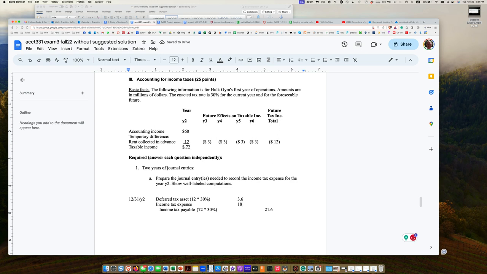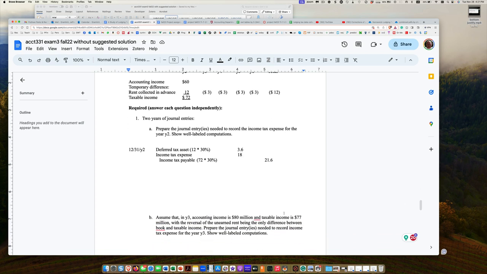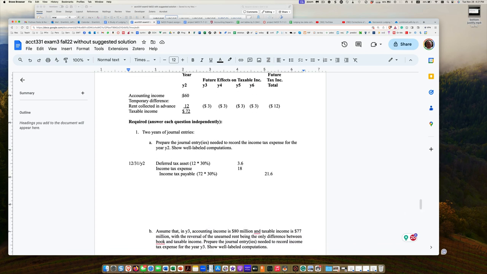As somebody in class pointed out, you can also get that in most cases by multiplying the 60 million accounting income times 0.3. But I advise you not to do it because that is not the way GAAP reads. They want you to use the balance sheet approach. Does that make sense? Okay.